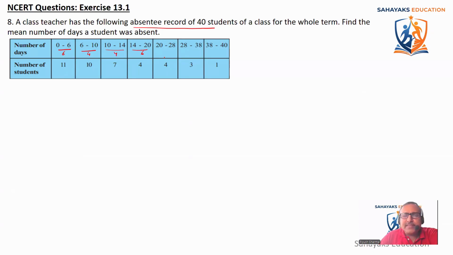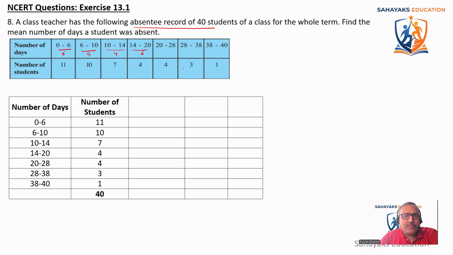Some people will say that when the class interval is not consistent, you are supposed to use the direct method for finding the mean. But I'm telling you, you can use any of the methods. It doesn't make a difference. You can use the step deviation method also in such cases. So let's continue with this question.